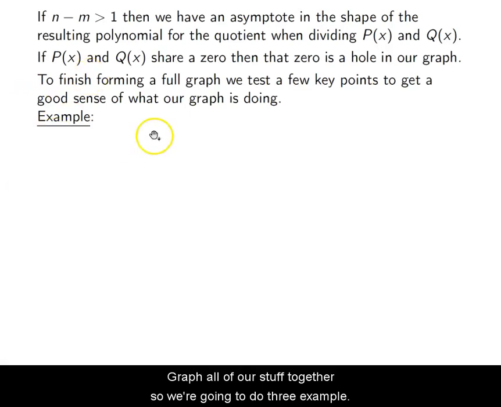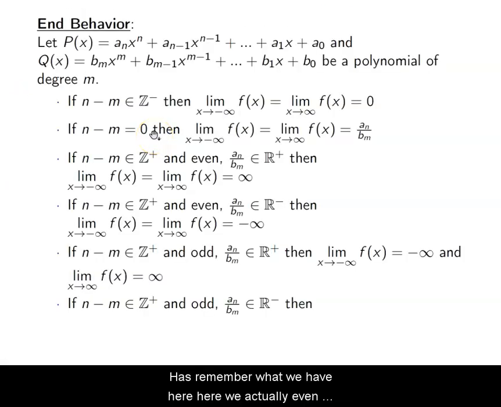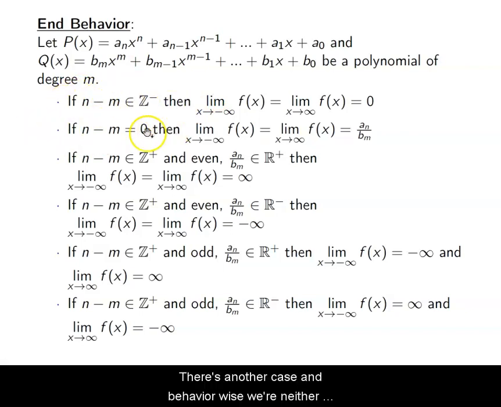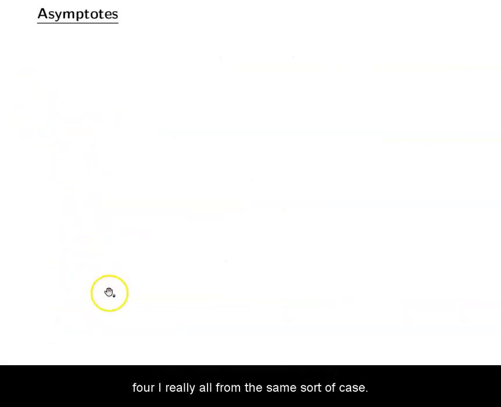So we're actually going to do 3 examples because remember what we have here. Even though it looks like 6 cases, there's only 3. There's one where the denominator dominates the function. There's another case, behavior-wise, where neither the numerator nor the denominator dominates. And then we have the case when the numerator dominates, and then how to break that down. But here is easy because these 4 cases you should be familiar with from when we were doing polynomials. So we'll have one example for each of these 3. This is 1, this is 2, and these last 4 are really all from the same sort of case.